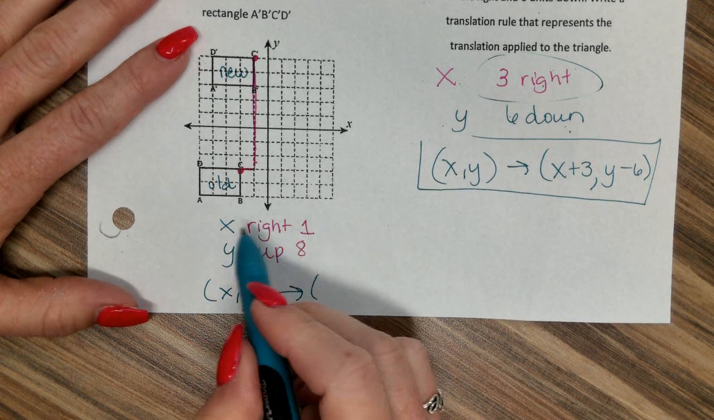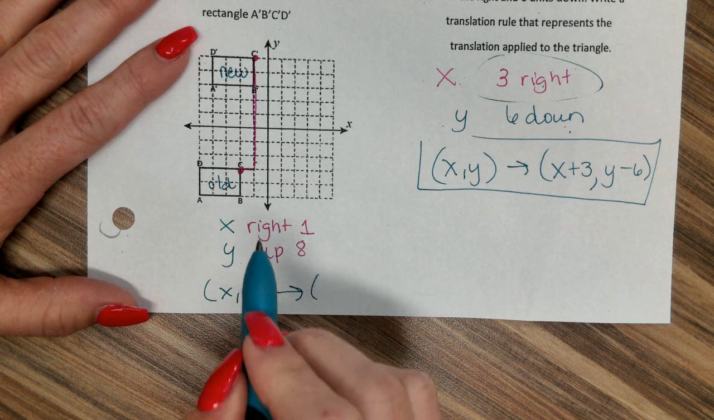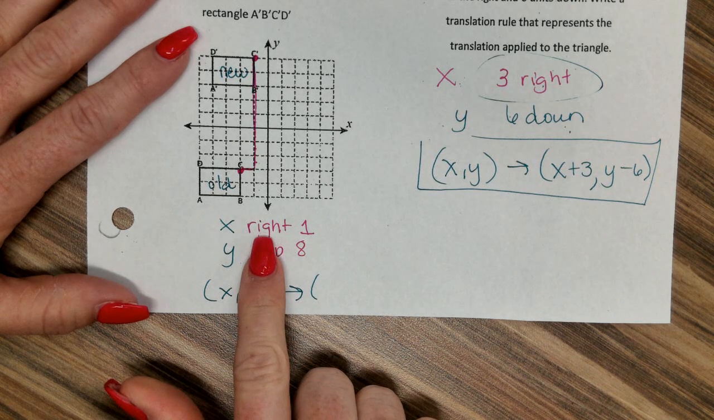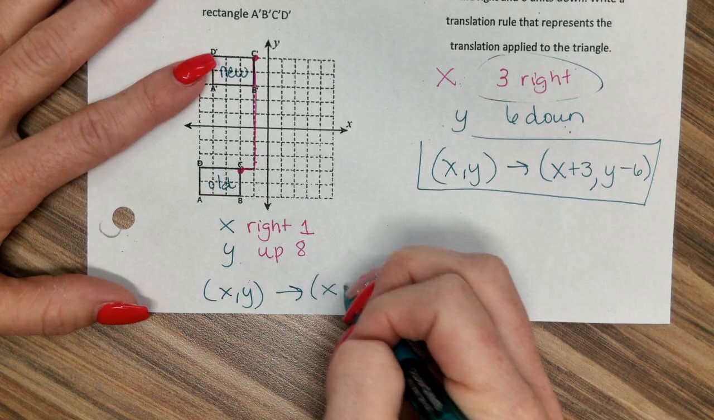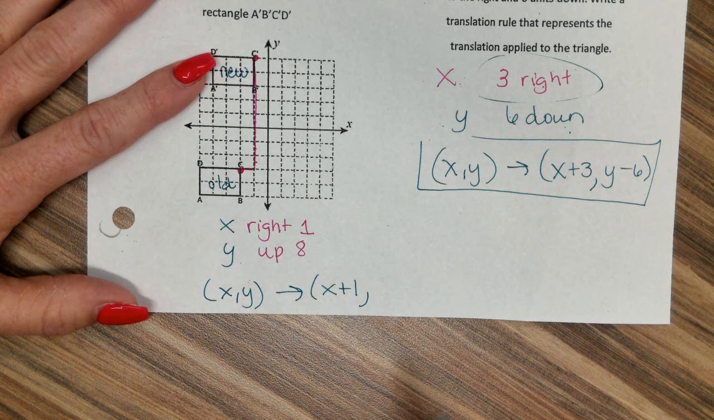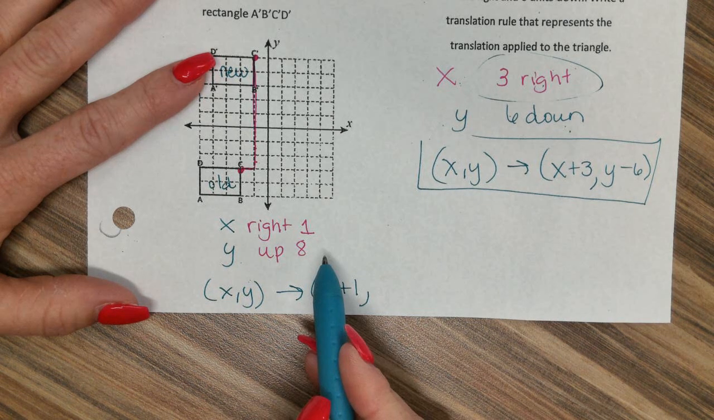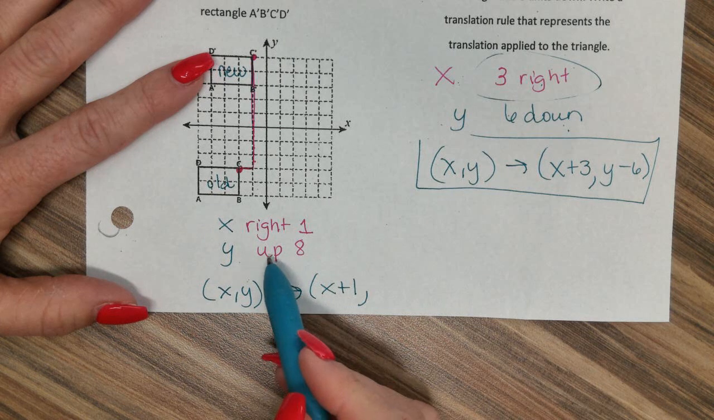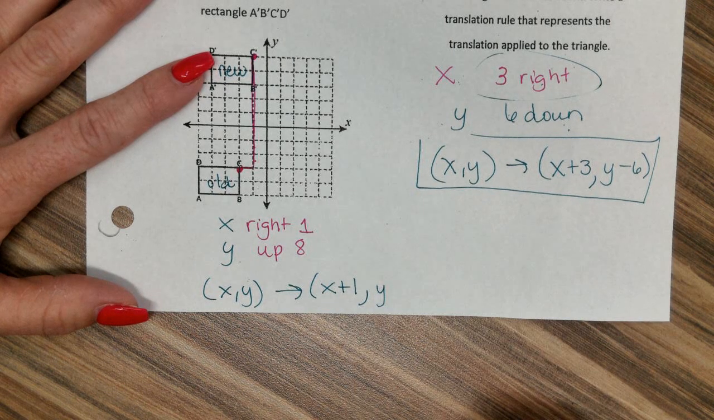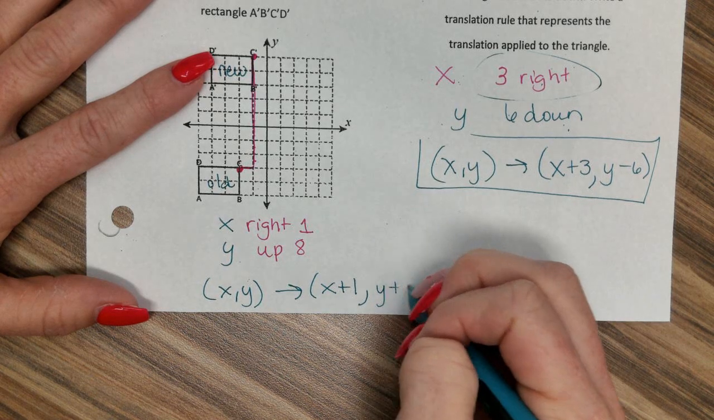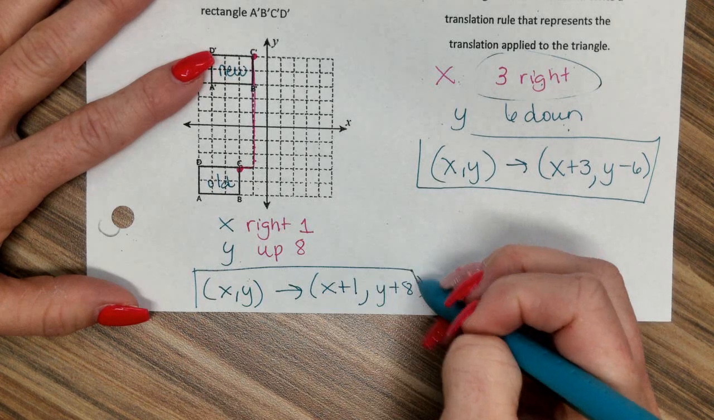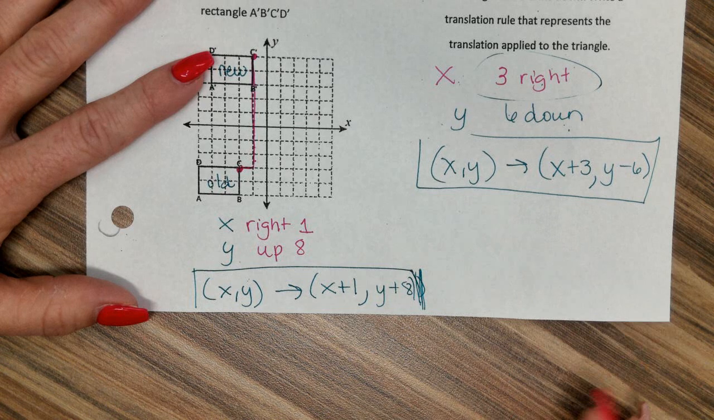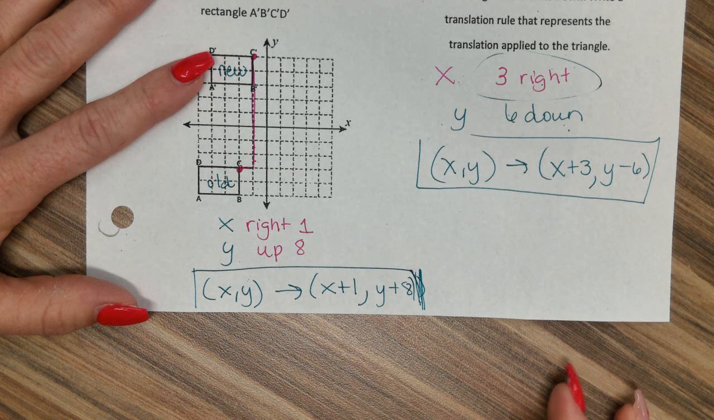Now, X and 1 are going to go together, but do I need a plus or a minus for right? Plus. So X plus 1, comma. Y is going to go with 8, but I need a plus or a minus. So is up plus or minus? So Y up is what? Plus. And then I'm done. That's my answer. What do y'all think? Not too bad?